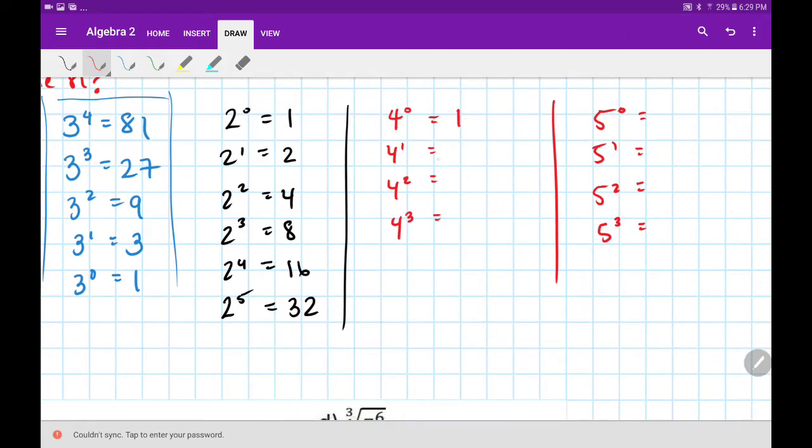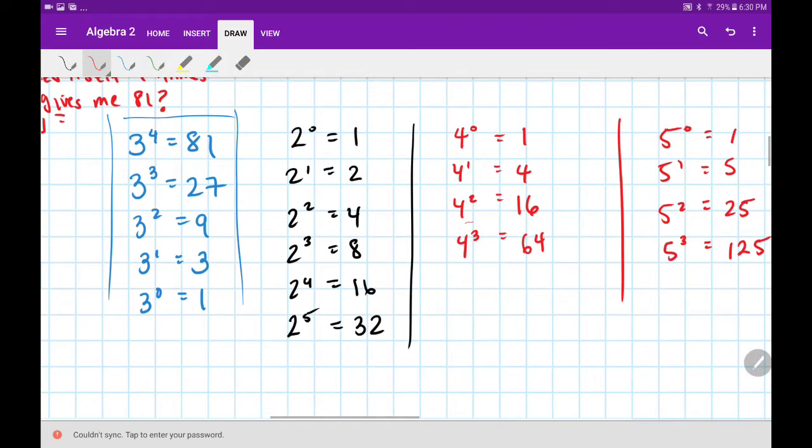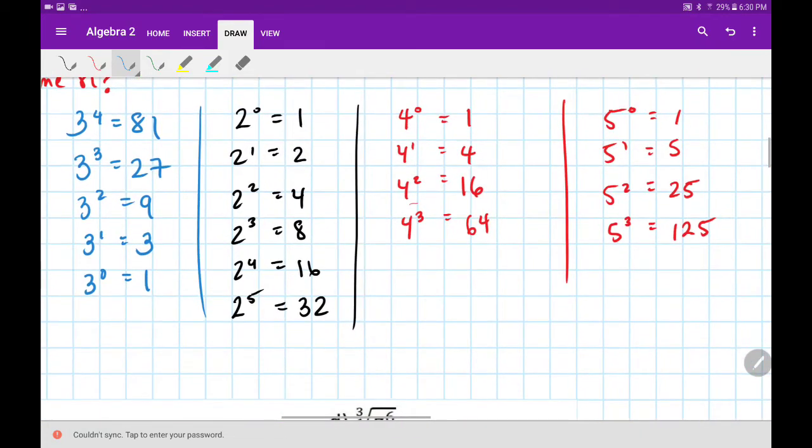So anything to the 0 power is 1. 4 to the first power is 4. 4 squared, that means 4 times 4, is 16. And 4 times 4 times 4 is 64. Just become comfortable with these. So if I say, what cubed gives me 64, you should be familiar that that would be 4. And then finally over here on the right side, 5 squared is 25, and 5 cubed is 125. So if you don't already have these in your head, take a minute to memorize them forwards and backwards.